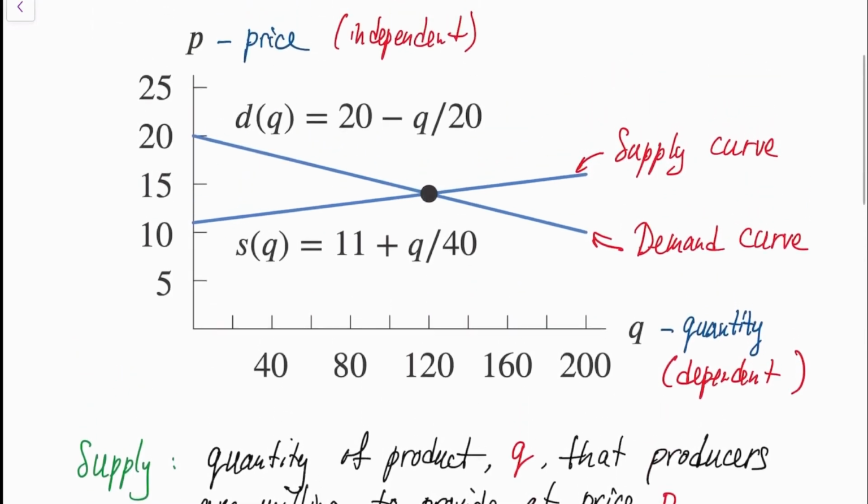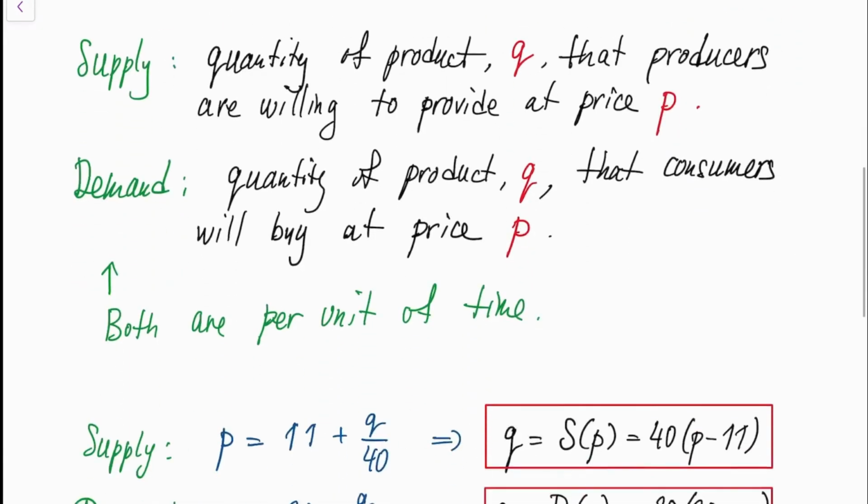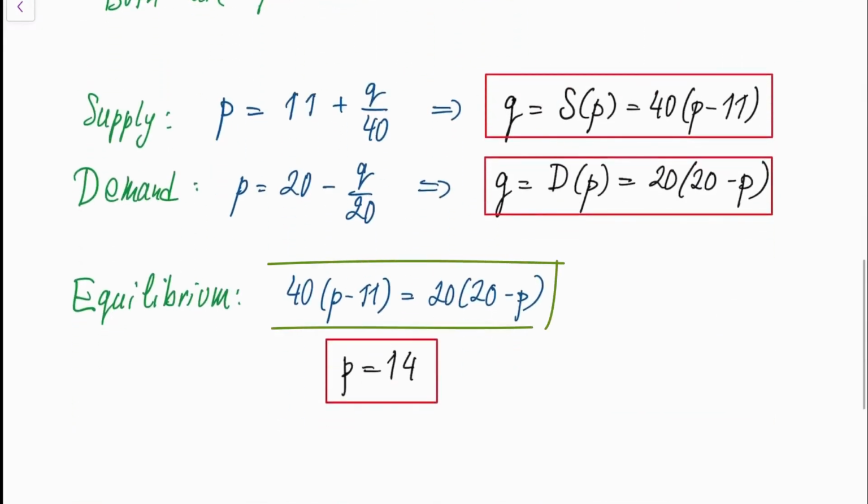Finally, if we take a look at this graph again, we see that we have this special point here where these two curves intersect. And this is called the equilibrium point because at this particular price, the supply and demand agree. Okay, and so this particular price is an equilibrium price. And if you want to find it, you can simply equate these two functions that we just wrote and solve for P. So in this particular case, the equilibrium price will be equal to 14.